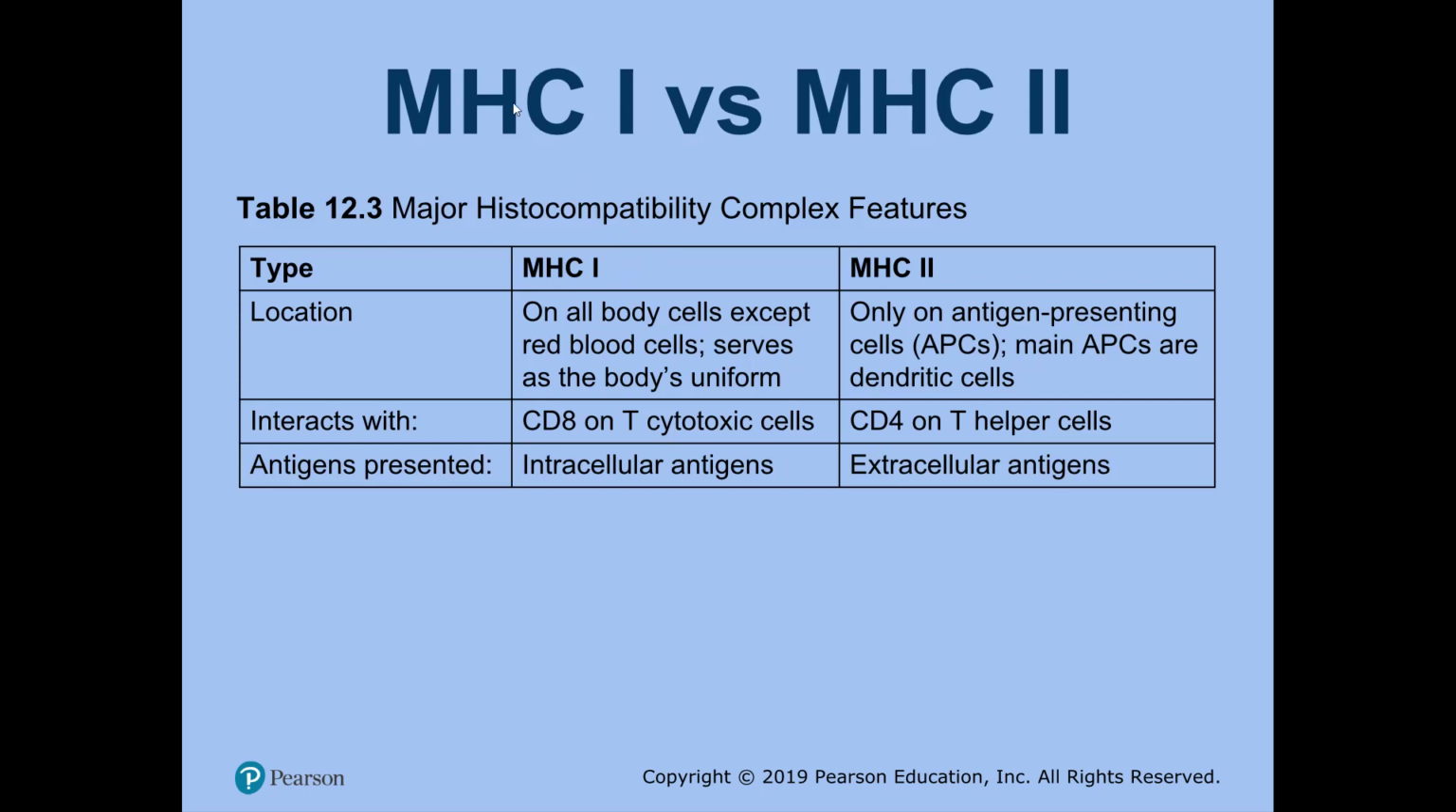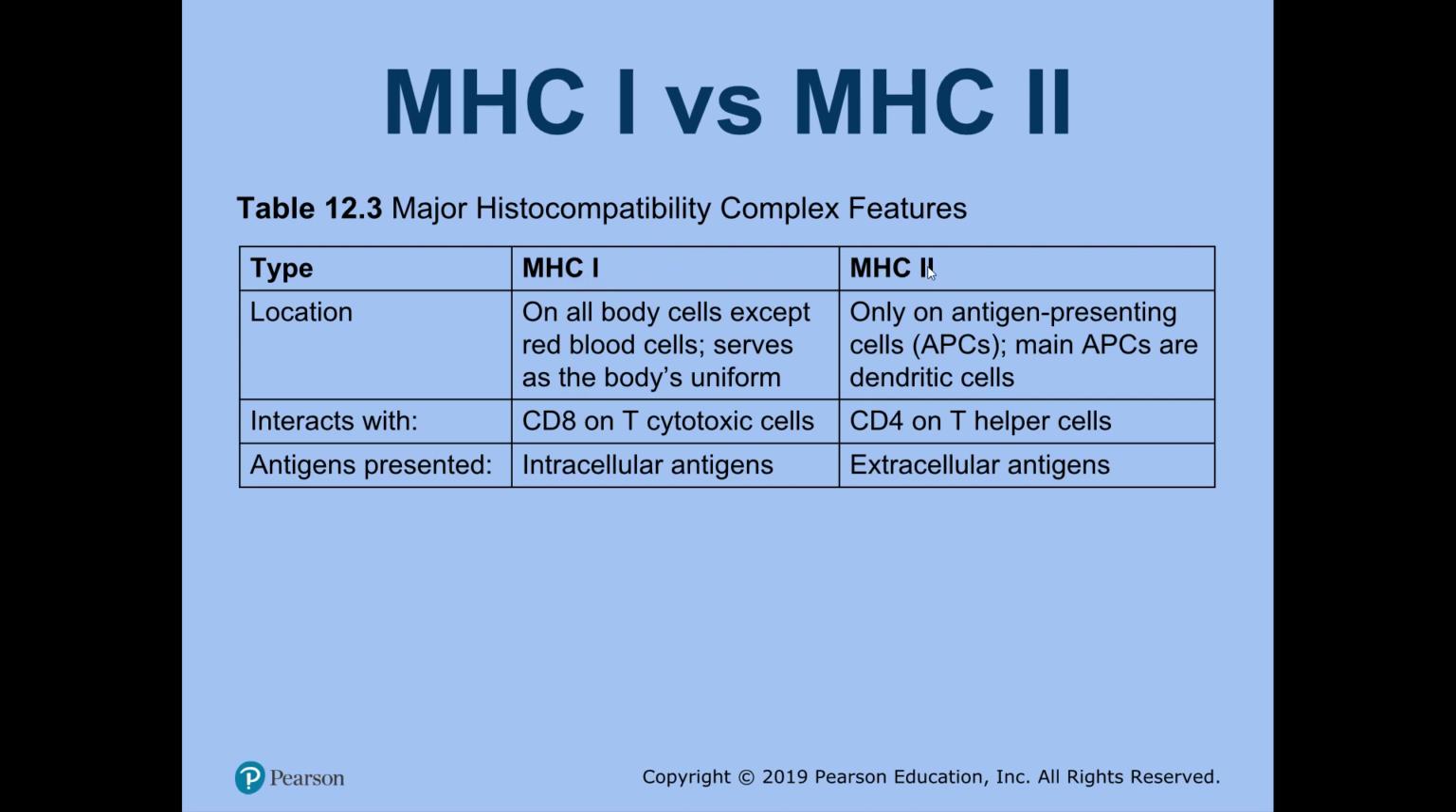Okay, so remember I was talking about the MHCs. There are two types of MHCs, MHC1s and MHC2s. Here's a little chart to help you remember. But remember I said MHCs are found on all of our cells except the red blood cells. Well, those ones I was talking about are MHC1s.